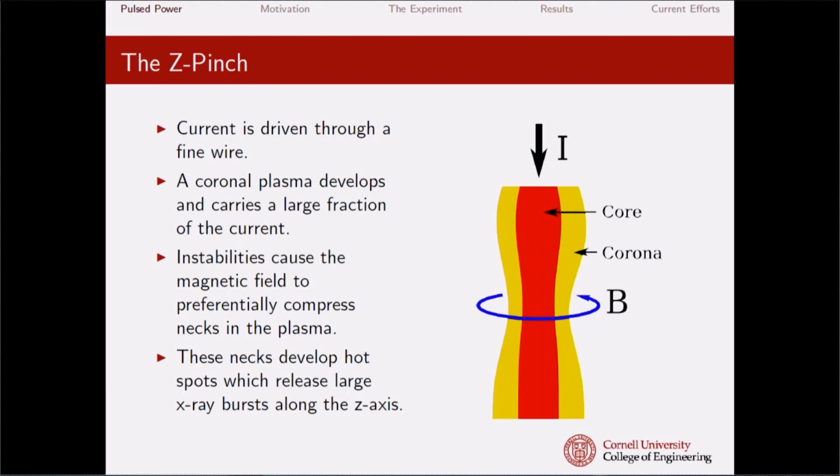Eventually, the compression gets to a point where we develop hotspots somewhere along the length of this wire. These hotspots are roughly a micron in size and can get up to 1 keV in temperature. And they release large bursts of X-ray somewhere along the length of the wire, which is typically a centimeter long. So if you just want to study X-rays, that's fine, because you're getting a lot of X-rays out. But if you want to do anything diagnostic with them, you don't know where the X-rays are going to show up, and so that's kind of a problem.